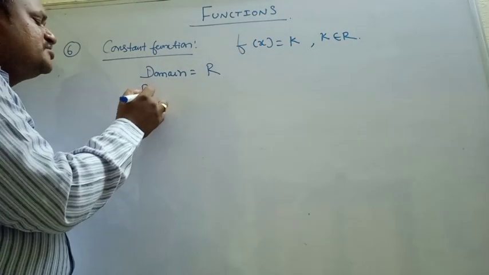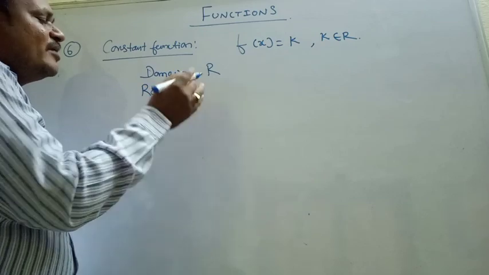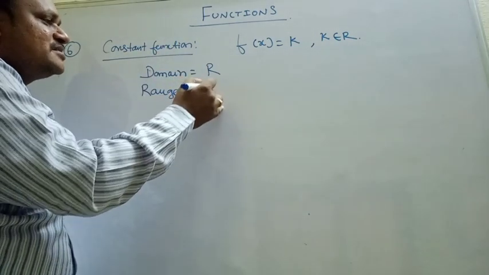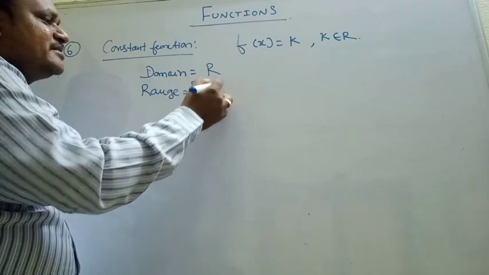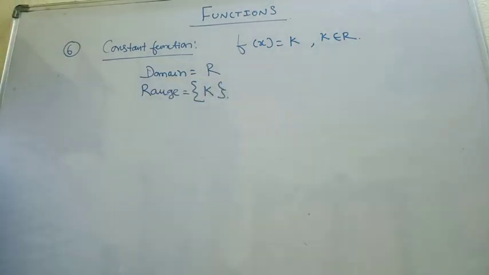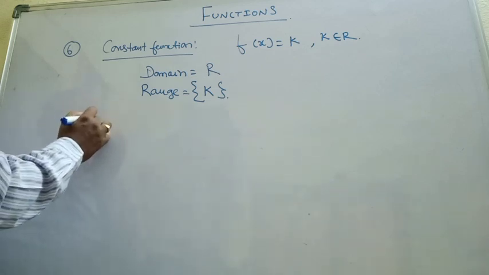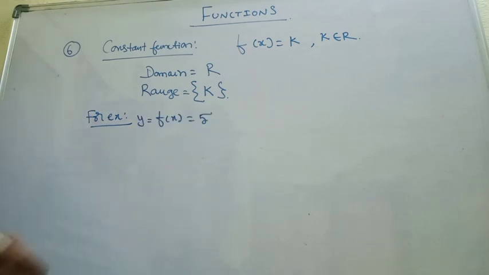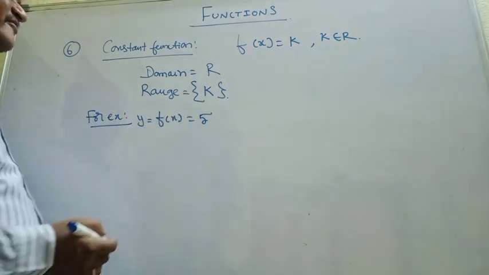And what is the range? Whatever input value you give, the output value. Range means the output value. That is nothing but the element k itself. For example, if you take y is equal to f of x is equal to 5.